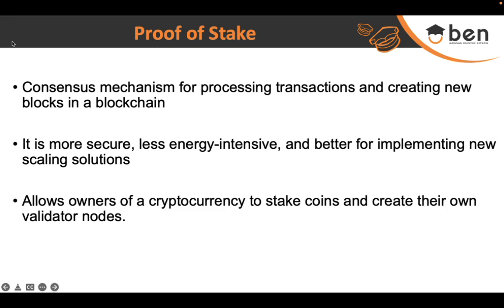Let's discuss the process of the proof of stake protocol in detail. As we know, in proof of work, the validators were given a complex mathematical problem to solve, and whoever solved it first would get the reward and get to add the block to the blockchain. But here, all the owners of that particular cryptocurrency who are interested in being validators, who are interested in being candidates for this validation, have to stake some of their coins and then become a validator node.